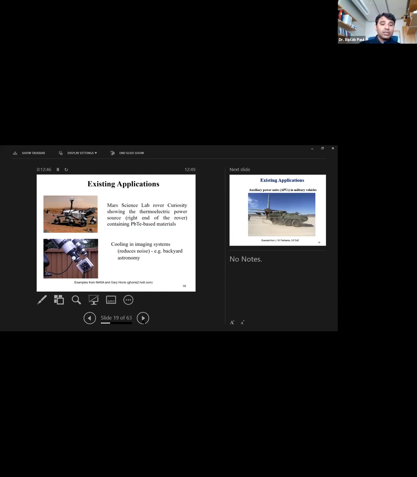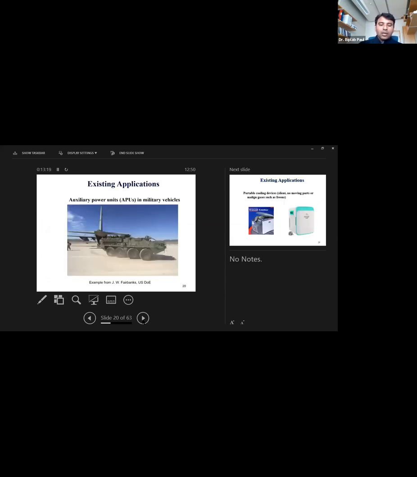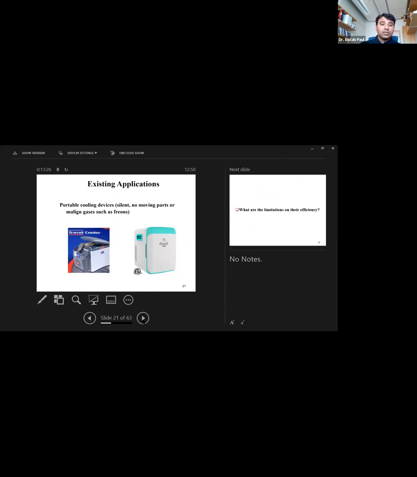Thermoelectric devices are also used for cooling electronic systems, for example, cooling imaging systems. Why is a thermoelectric module used? Because it offers noiseless operation. It doesn't have any moving parts, so only charge carriers move. So the imaging quality of the camera becomes higher. Thermoelectric devices are also used in military vehicles as auxiliary power units. And nowadays, portable thermoelectric cooling systems are popular for those who are going for a trip outside.